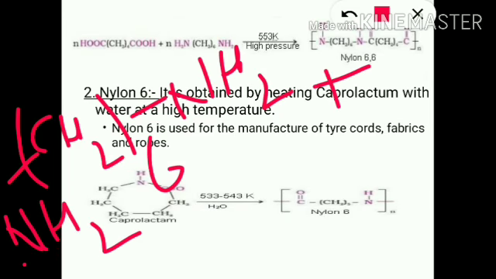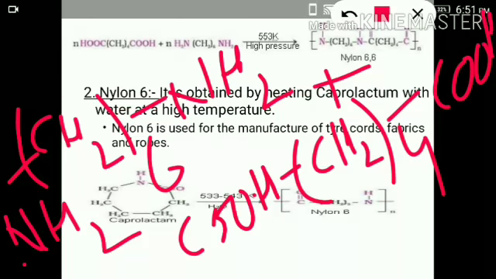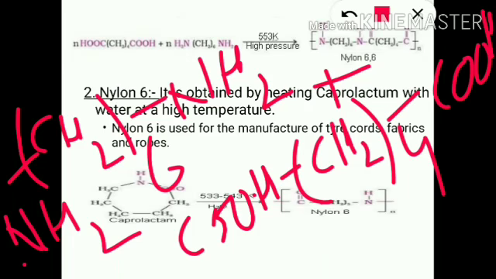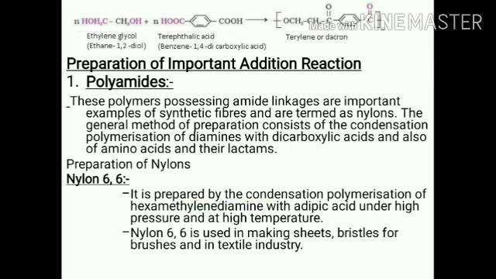The formula of adipic acid is COOH, then CH2 four times, then COOH. That is called adipic acid, and this is hexamethylene diamine. It gives nylon 66. It is used for making nylon clothes, in some textile industries, and making seats, etc.